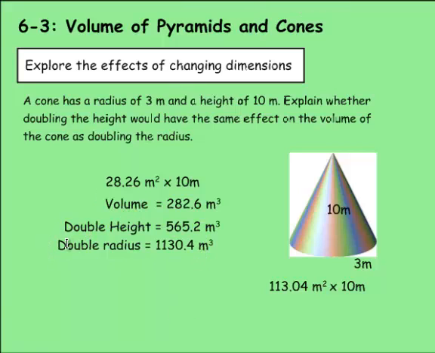So we find that doubling the radius, instead of doubling the volume, quadruples the volume. And just like our last lesson, this happened too. When you double the radius, it actually quadruples it because you're doubling it, then squaring it. So that's why making the radius twice as long would actually quadruple the amount of space that this cone occupies.